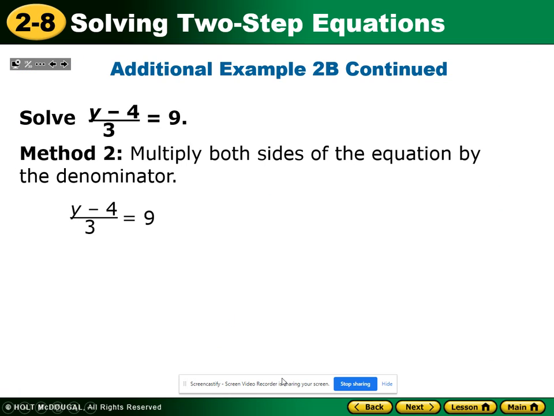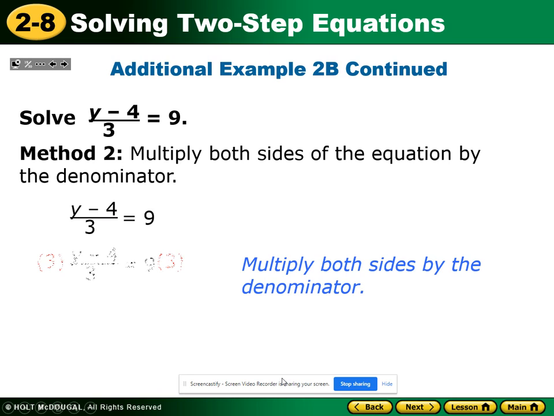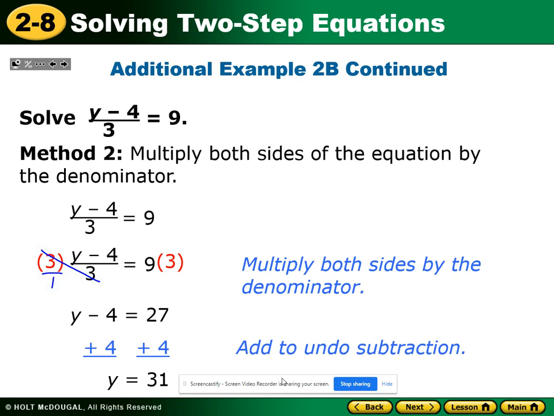Here, all right, multiply both sides of the equation by the denominator. I think that's probably the better way to go. 3 times that, oh, then it's wonderful. Do you see how 3 on top, 3 on bottom, they cross out? Then we have 27 equals y minus 4, and we get 31. First way they did it, I thought very hard. This way, I think much easier.